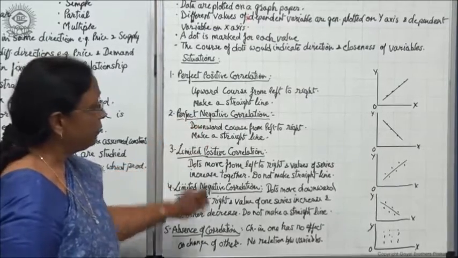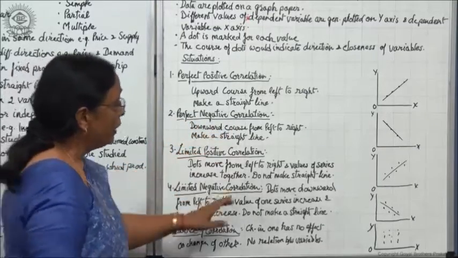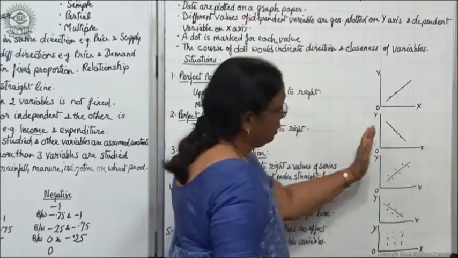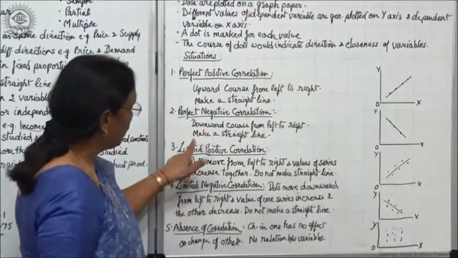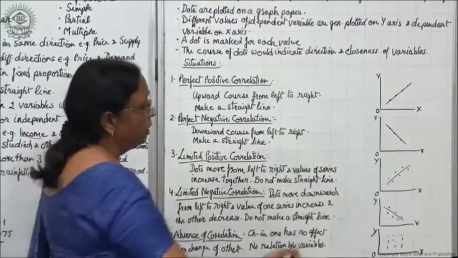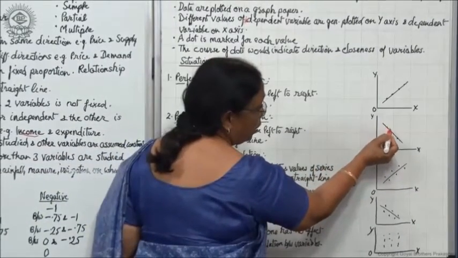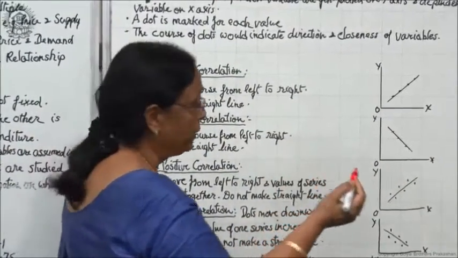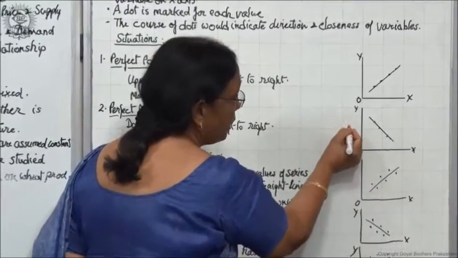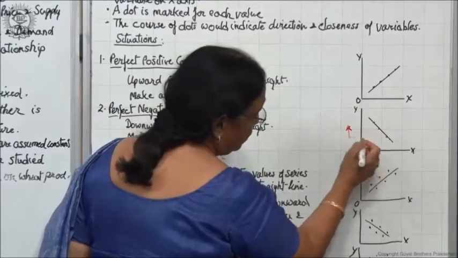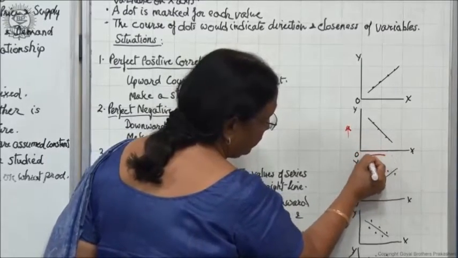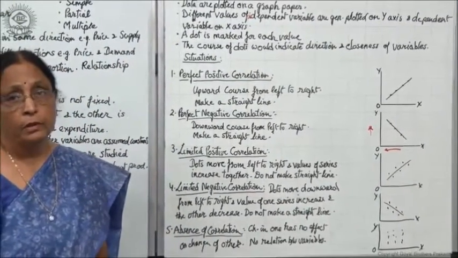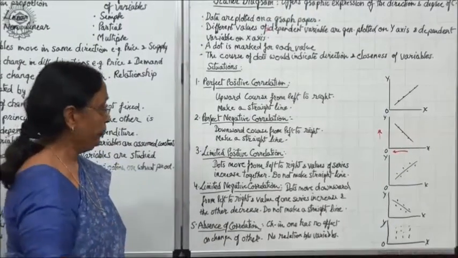Second is perfect negative correlation. Downward course from left to right. Now here it is downward, left to right, it is a downward course, right? So it is a downward course from left to right and it also makes a straight line. Points, or dots, are on a straight line but in the downward direction from left to right. This means that one is increasing, another is decreasing, right? So this is negative correlation. It is a downward straight line.